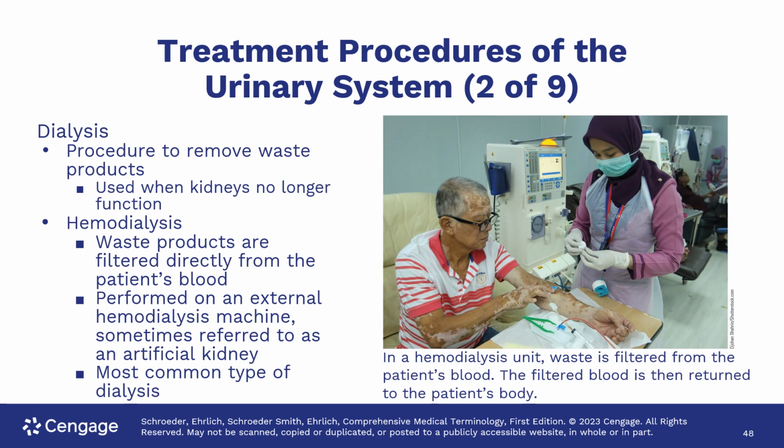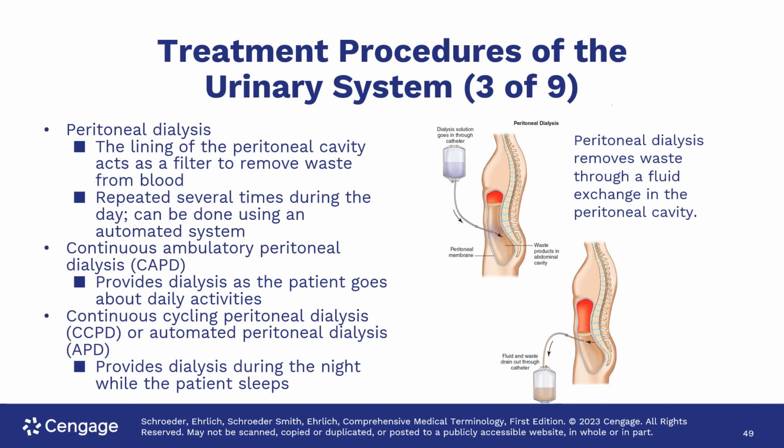Dialysis is a treatment where the blood is filtered using something other than the kidneys. Hemodialysis is where a machine is used to filter the blood. Peritoneal dialysis is where you use the lining of the abdominal cavity to filter the blood. Continuous is where the dialysis continues throughout the day, and cyclic is where the dialysis occurs at specific times during the day, like during sleep.